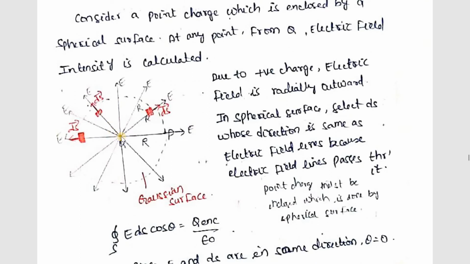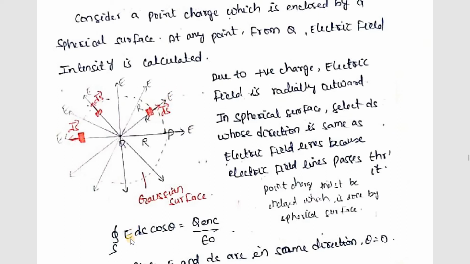Let me consider a point charge Q. Now we have to select the Gaussian surface. Since the charge is there, it will generate the electric field. Consider a point charge which is enclosed by a spherical surface. At any point from Q, the electric field intensity is calculated. Due to this positive charge, the electric field is radially going outward. In the spherical surface, select any differential surface. The direction of ds and the direction of E are the same.